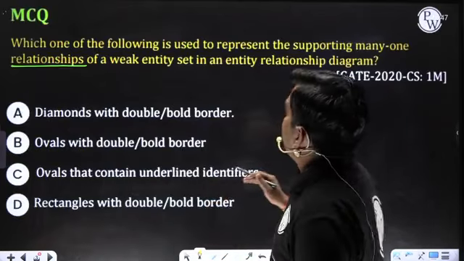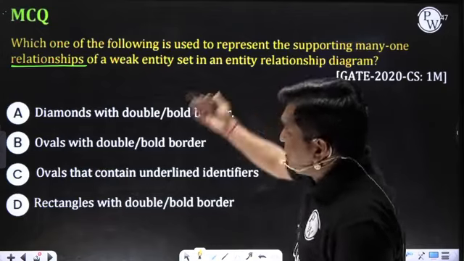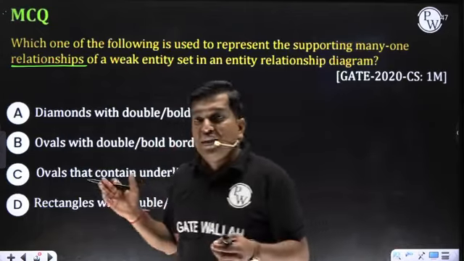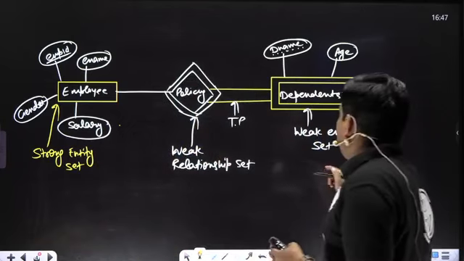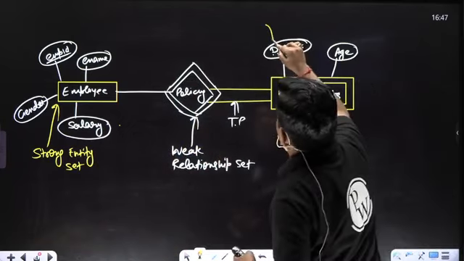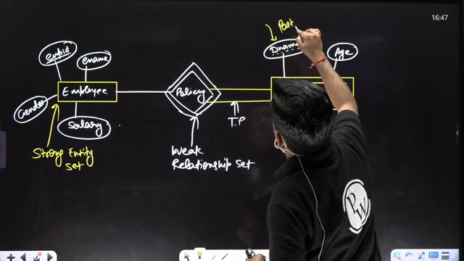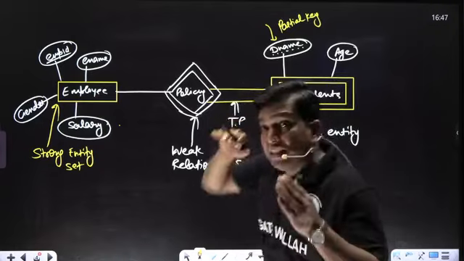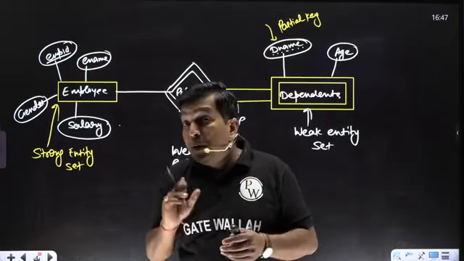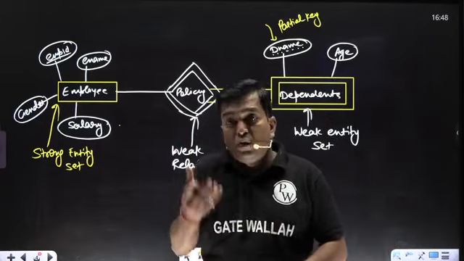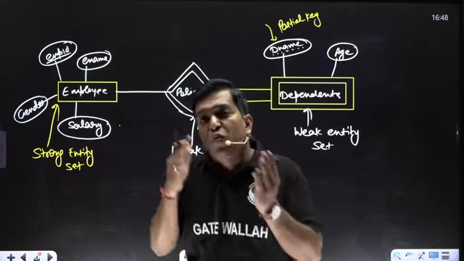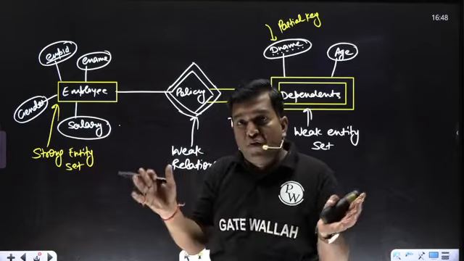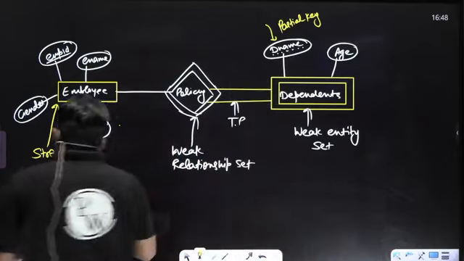Here it is asking how to represent the relationship between a weak entity set and a strong entity set. First of all, what is the meaning of weak entity set? That having the partial key is called a weak entity set. And a weak entity set is represented by a double rectangle, but it is not asking how to represent the weak entity set. It is asking about the relationship set from strong to weak, how you represent it.